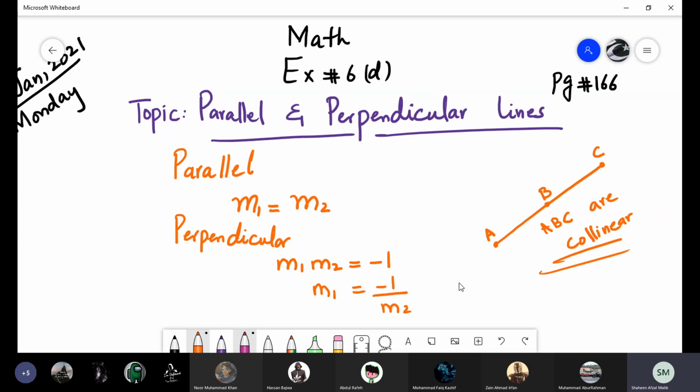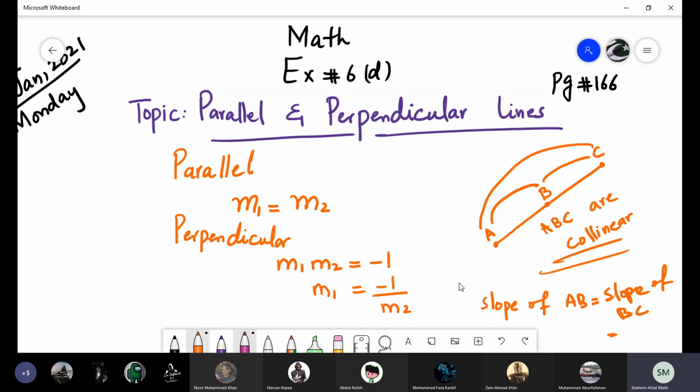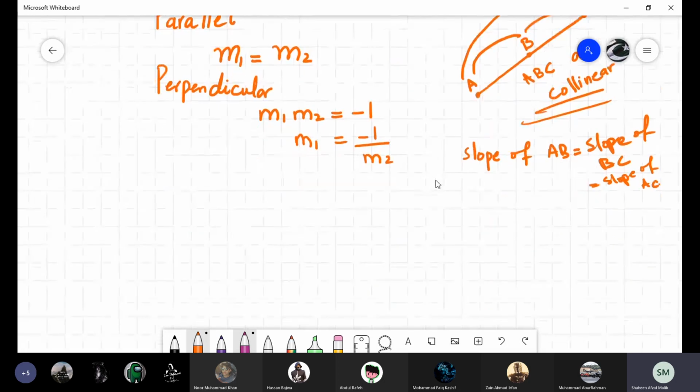And the thing about collinear points is that if you want to prove that these points are collinear, keep in your mind that their slopes are equal. Any slopes of any 2 points, you can keep them equal. Like the slope of A to B, slope or gradient is the same thing. Slope of AB is equal to slope of BC, and that is equal to slope of AC. So we can say that the collinear point slopes are equal to each other.